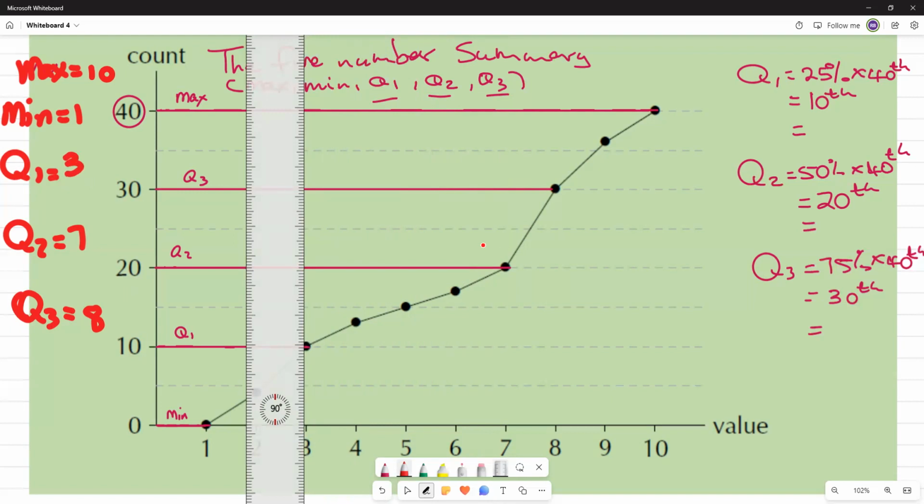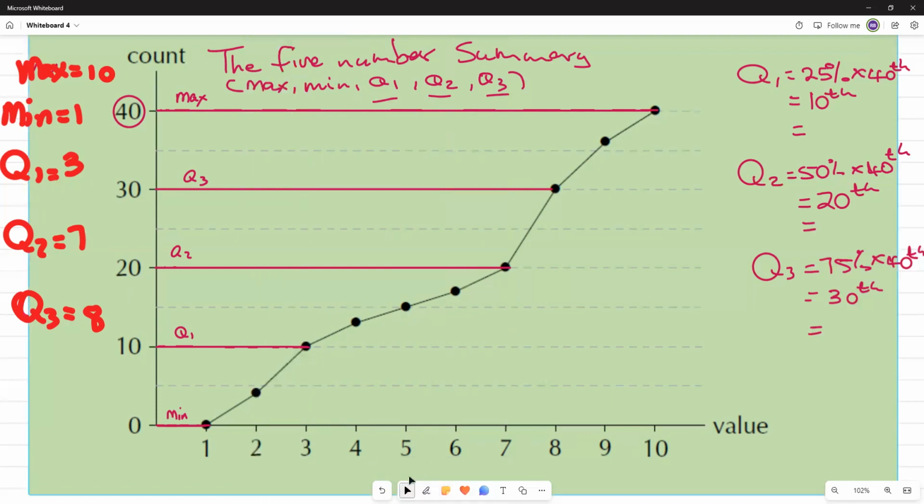Okay. And I can ask you more questions on this basically, right? For example, they can ask you to find the modal class. Remember we said the modal class is where there is the highest frequency, right? Which means it's going to give us the biggest difference in this case, right? You can see that the biggest difference is here, where the line is longer. So that's where we're going to get our modal class, which is between 7 and 8.